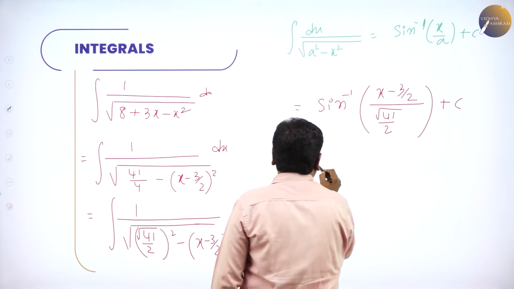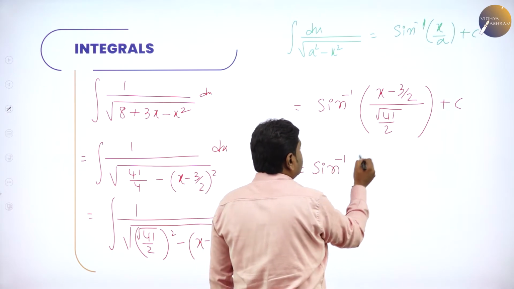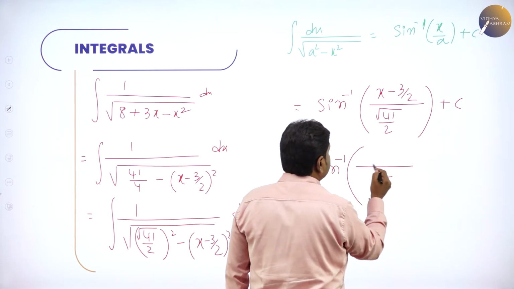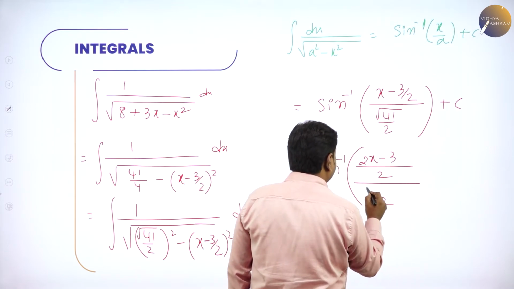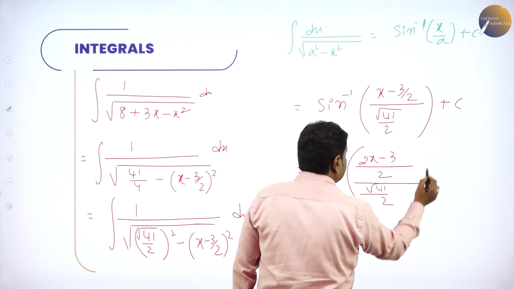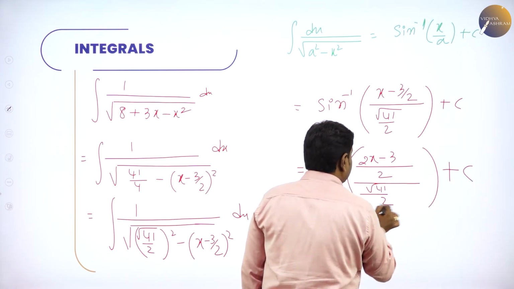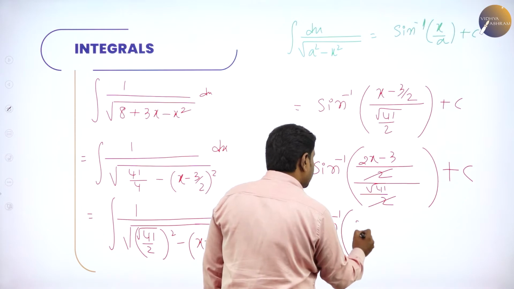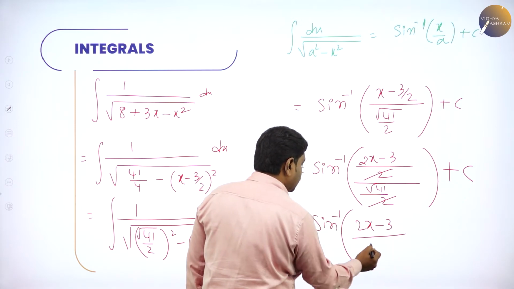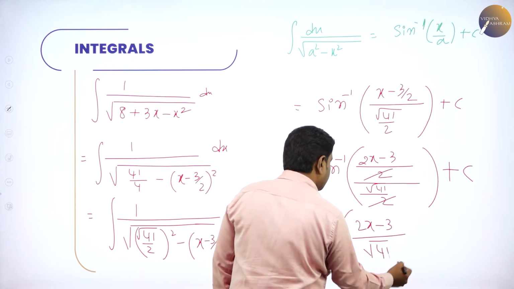Simplify this, so that is sin inverse of, so if I take LCM, numerator LCM is 2, so 2x minus 3 divided by 2 root 41 plus c, and you can cancel 2, so the final answer is sin inverse of 2x minus 3 divided by root 41 plus c.